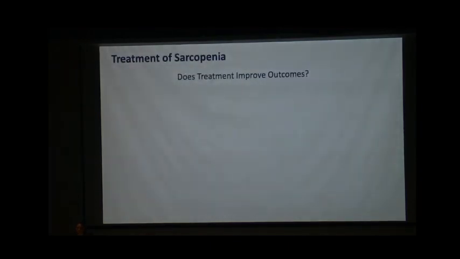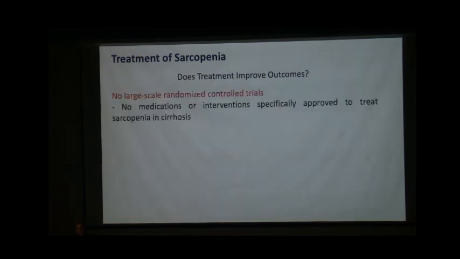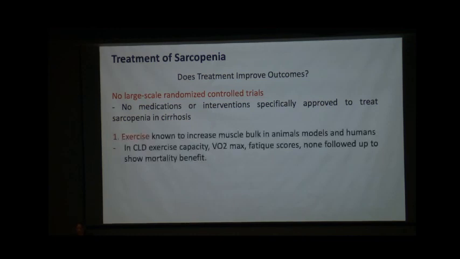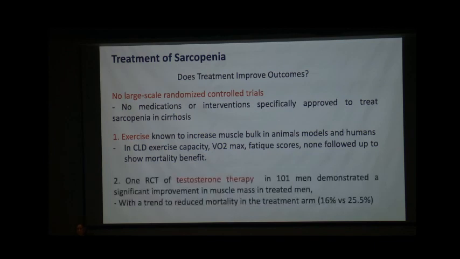So treatment of sarcopenia. So thus treatment improves outcome. There are no large randomized controlled trials, so no medications or intervention specifically approved to treat sarcopenia and cirrhosis. So exercise is the one which is known to increase muscle bulk in animal models as well as in humans, and they are shown no mortality benefit, but still it is recommended. So there's one RCT for the testosterone therapy, which is only for the men. They demonstrated a significant improvement in muscle mass with a tendency to reduce mortality in the treatment arm.